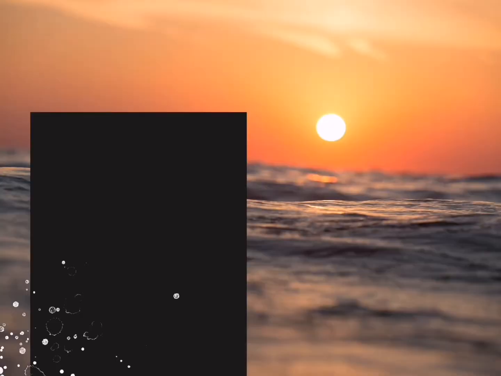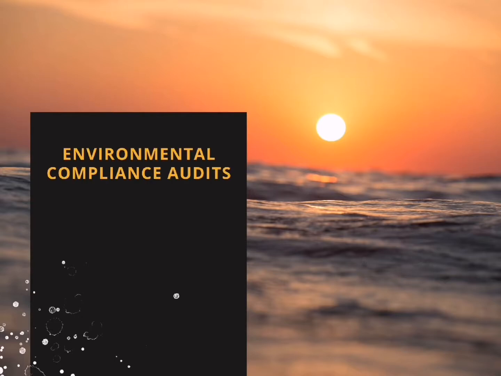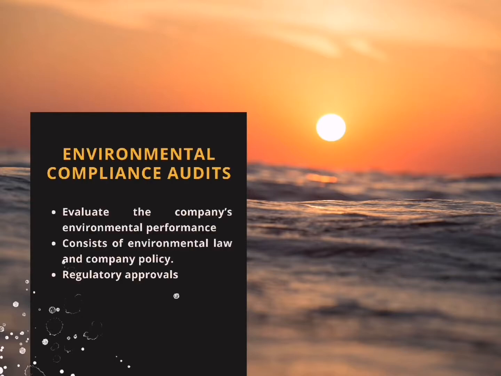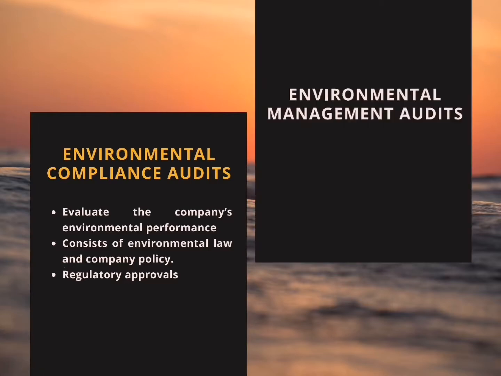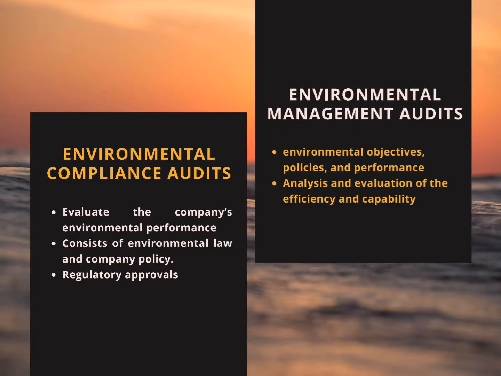The first type of environmental auditing is environmental compliance audits. It evaluates the company's environmental performance and responsibility practices. It consists of environmental law and company policy. It also determines compliance to specific and defined checklists. These compliance commitments can be found in various regulatory approvals such as environmental permits. The second is environmental management audits. They check whether the company has met the environmental objectives, policies and performance set by management, with analysis and evaluation of the efficiency and capability of the system.